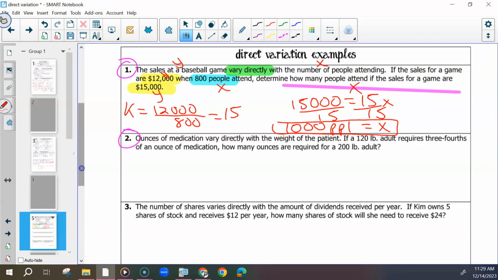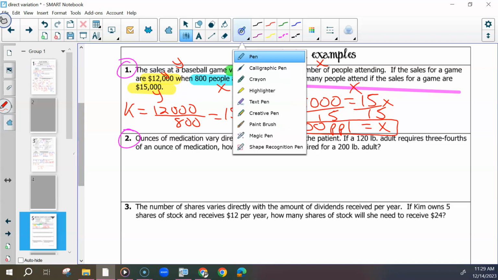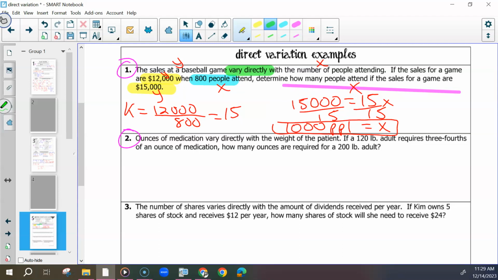Okay, let's do another. Read this next one with me. Number 2. Ounces of medication vary directly with the weight of a patient. If a 120-pound adult requires 3/4 of an ounce of medication, how many ounces are required for a 200-pound adult?